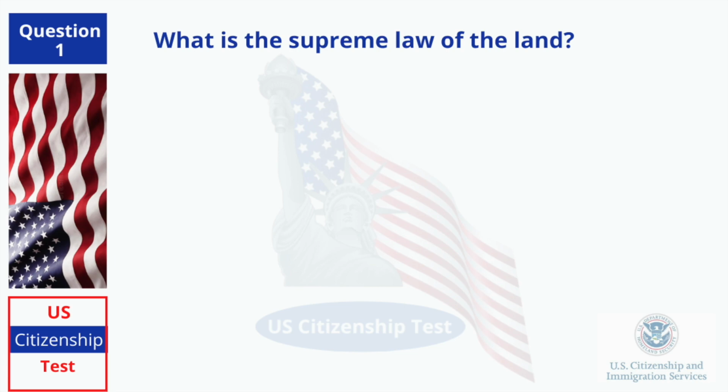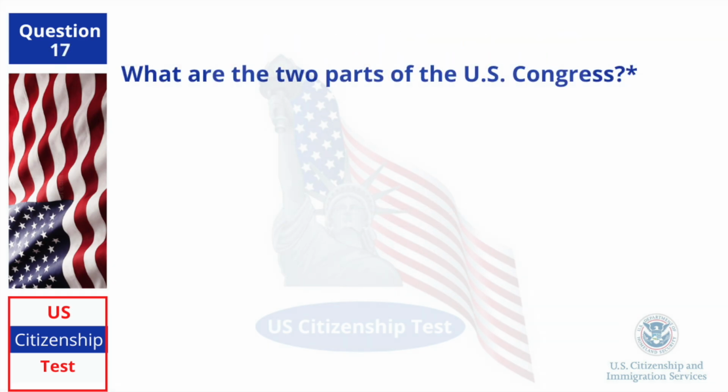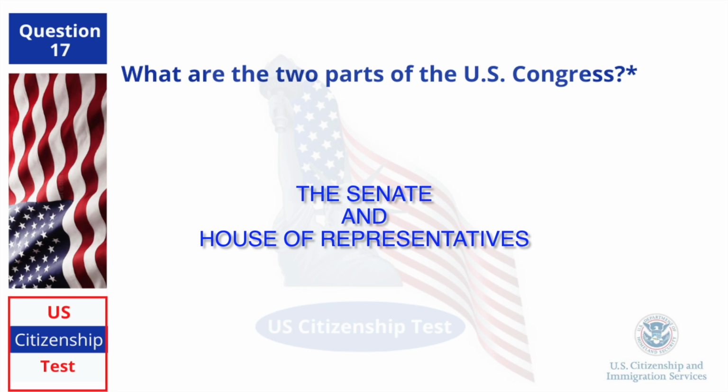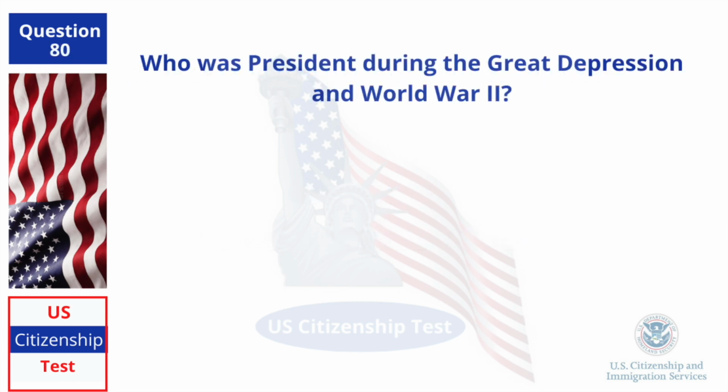What is the supreme law of the land? The Constitution. What are the two parts of the US Congress? The Senate and House of Representatives. Who was president during the Great Depression and World War II? Franklin Roosevelt.